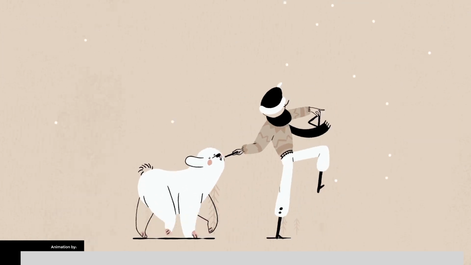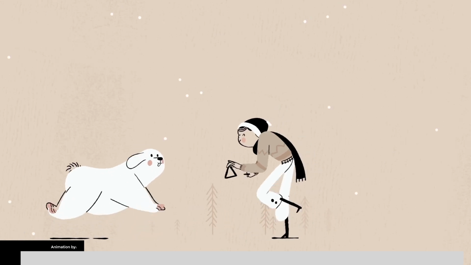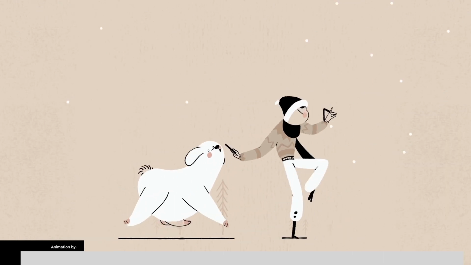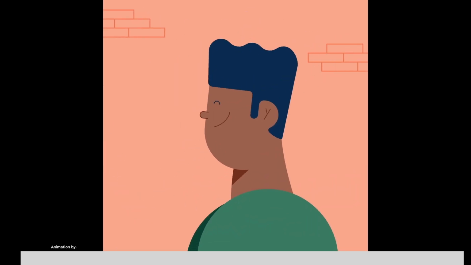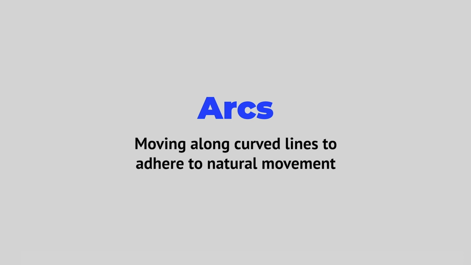In real life, everything moves at different speeds and in different moments in time. That's why follow-through and overlapping actions are so important for capturing realistic and fluid movements. The fourth principle refers to arcs. Everything in real life moves in the shape of some sort of arc.